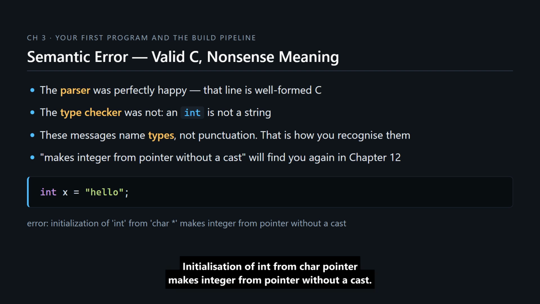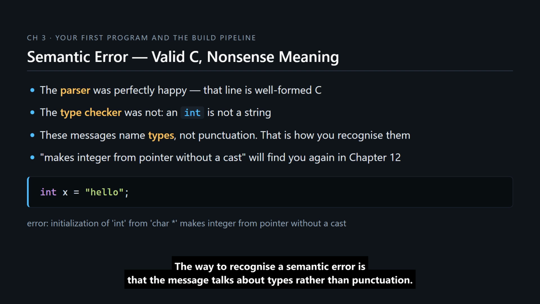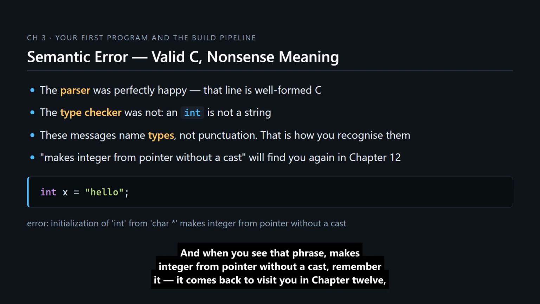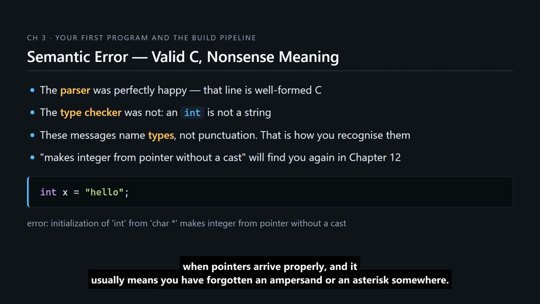Initialization of int from char pointer makes integer from pointer without a cast. The way to recognize a semantic error is that the message talks about types rather than punctuation. Syntax errors say expected semicolon or expected closing brace. Semantic errors say "from char pointer" style or incompatible types, or too few arguments. And when you see that phrase, makes integer from pointer without a cast, remember it comes back to visit you in chapter 12, when pointers arrive properly, and it usually means you have forgotten an ampersand or an asterisk somewhere.